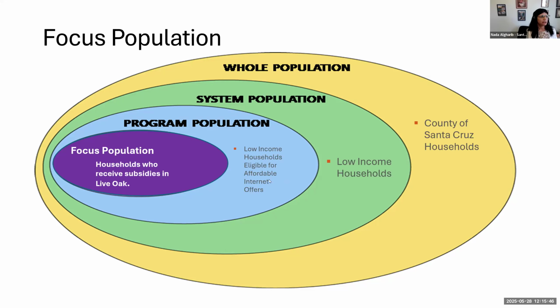For the program population, I picked low-income households who are eligible for affordable internet connectivity, and who live in area code 95062, which is the Live Oak area. So this is the first step, selecting the population which we're going to carry the test on, or the improvement.